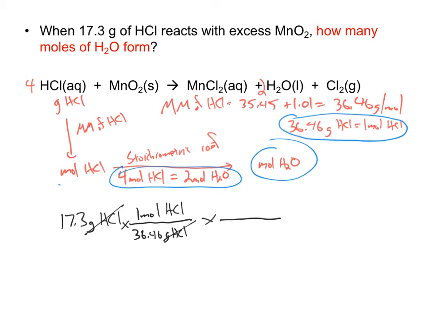And so now I've got moles of HCl on the top, so I need to put moles of HCl from the stoichiometric coefficients on the bottom. And then the 2 moles of water on top. And so when I do that conversion out, do 17.3 times 2, then divided by 36.46, then divided by 4, and I get 0.237 moles of H2O.